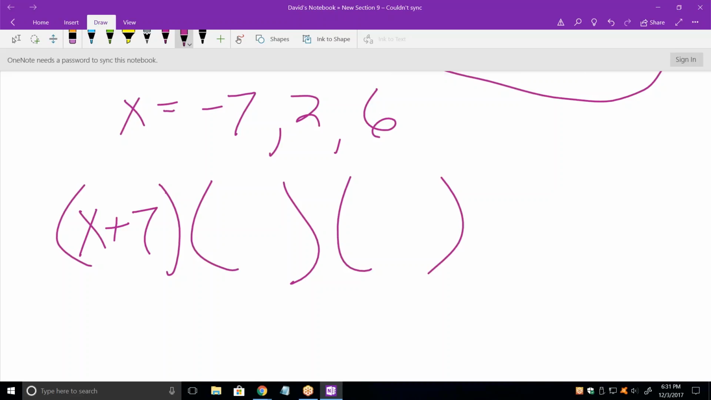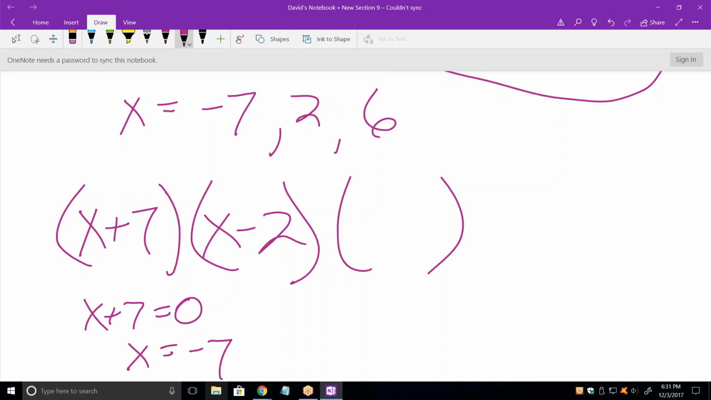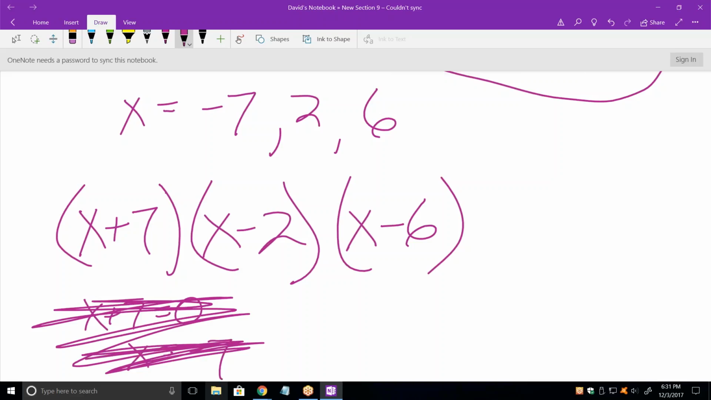I'm going to solve this equation by setting x plus 7 equal to 0, and that gives you x equal to -7. So that's why they're always opposite signs. So what's this? Okay, that makes sense then. That one is X -2. Okay, and this one? X -6. Correct. Okay.